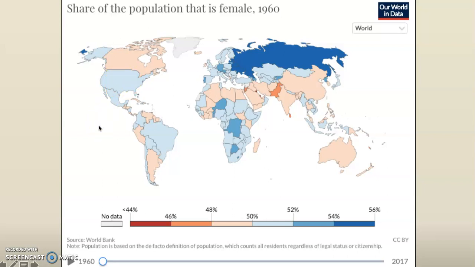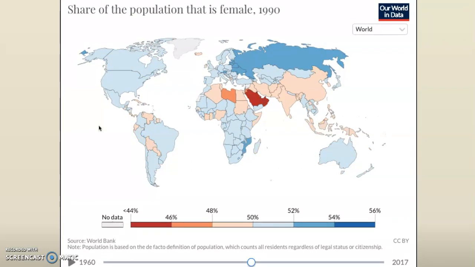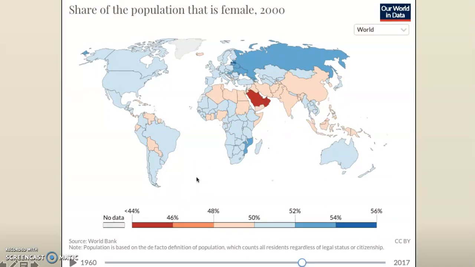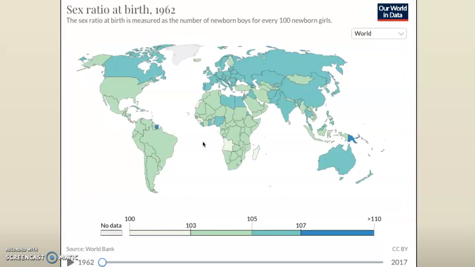Now let's see what happens over some time here. So this is 1970, 1980. Notice how things begin to change in the Middle East over here. 1990. You can see 2000. 2010, and 2017. And in a way, the Russians never really recovered from World War II. And the population still skews very heavily female. What's going on over here in the Middle East and Equatorial Guinea? What this is about is men immigrating in there to work in either the oil industry or the supportive industries surrounding the oil industry.